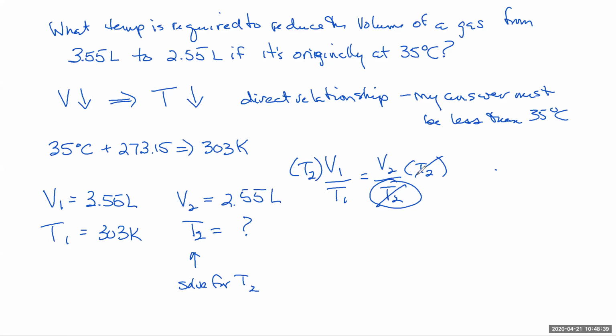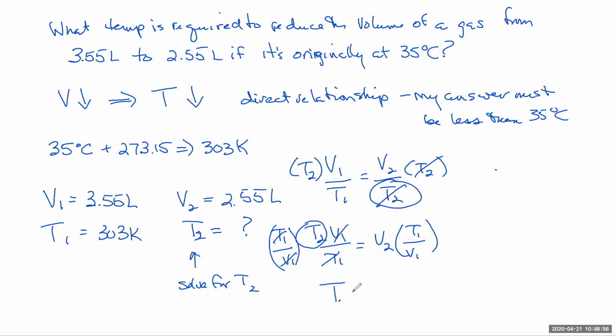Now if I did my algebra correctly, I would have T2 V1 over T1 is equal to V2. But I want to solve for this. So now I need to multiply this side and this side by T1 over V1 so that these cancel. And my final equation is going to be T2 is V2 T1 over V1. So the algebra of that one is a little bit trickier to do, and you can verify that you do it right. I'll show you in a moment.